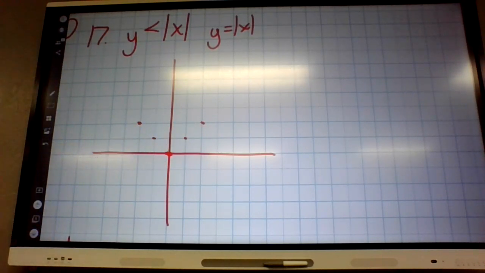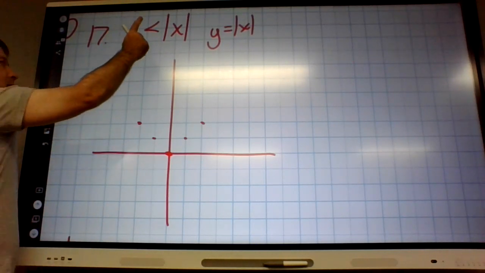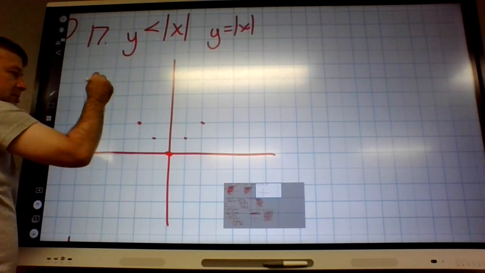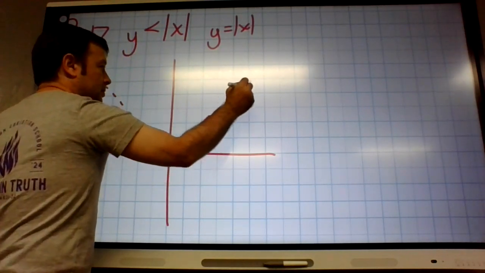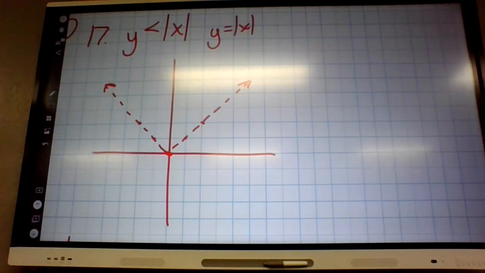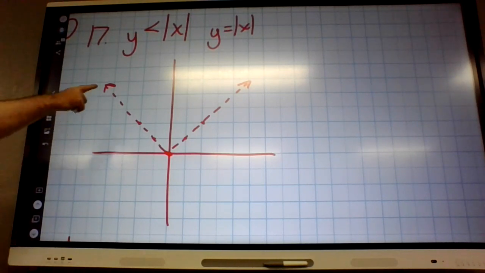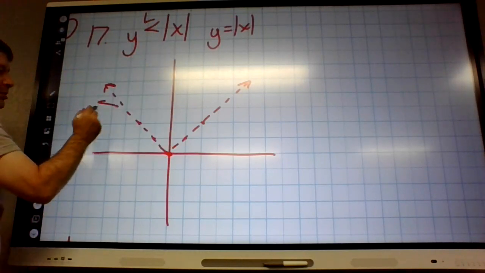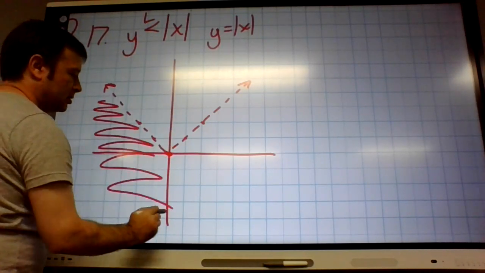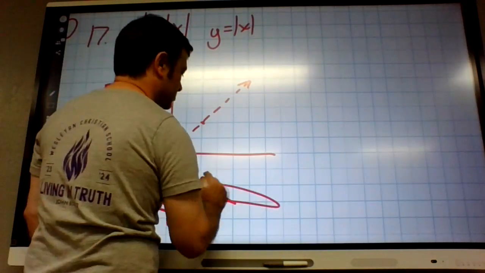Should this line be solid or dashed? Shading above or below? Okay, this one's a less than. See how it looks like an L? Less than. So we're going to go below.